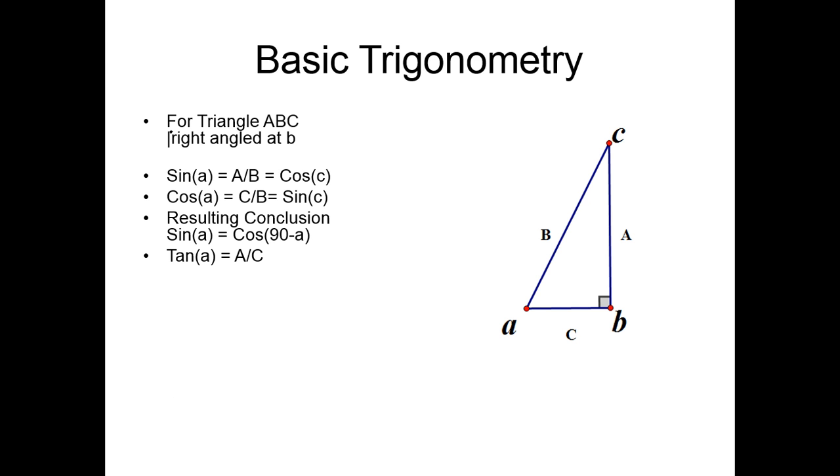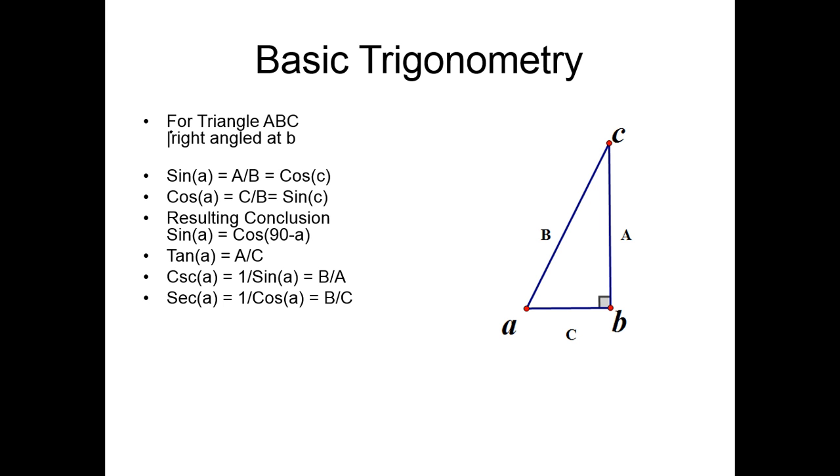The tangent of angle A, tangent is opposite over adjacent, so that's A over C. We now have some reciprocal relationships. We have 1 over the sine of A is the cosecant. The cosecant is 1 over the sine. So since the sine is the opposite over hypotenuse, the cosecant is the hypotenuse over the opposite.